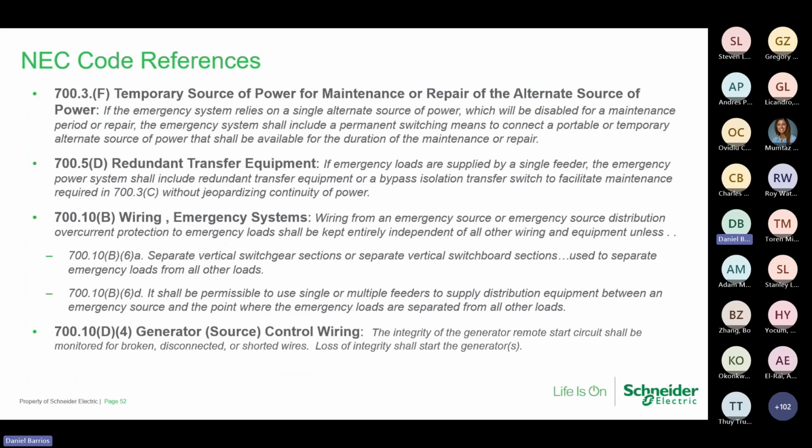The integrity of the generator remote start circuit shall be monitored for broken, disconnected, or shorted wires. The original verbiage said that you not only had to start the generators, but you had to annunciate it. That has been taken out in 2023, but the loss of integrity to that start circuit will start the generators. So these are a few that hopefully help you.